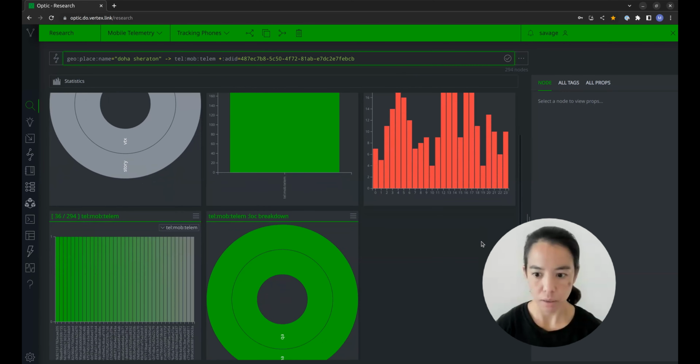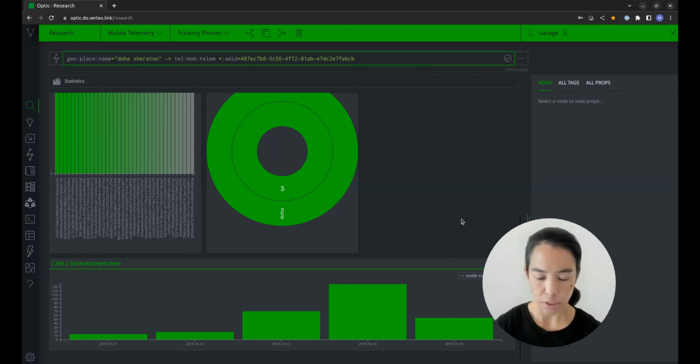So scrolling down to the timeline, we can see that they were there from the 11th of October through to the 15th of October, at which point we know from the 15th, they appeared at the Iranian airport and then went on to go to the 16th. They were also in Tehran.